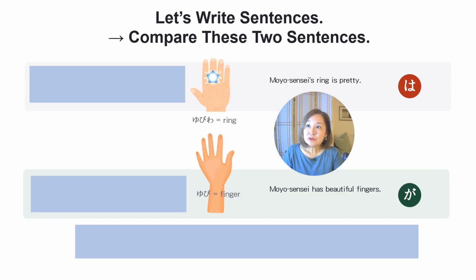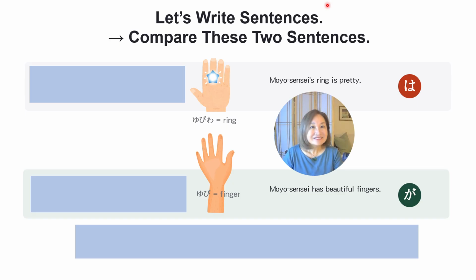Now, the word for ring is yubiwa. Okay, so use that word. And number 2, Moyo Sensei has beautiful fingers. Fingers means, yubi means finger. So, yubiwa is ring, yubi is finger. So, please use these words to write these 2 sentences. Pause the video and write both of them down.